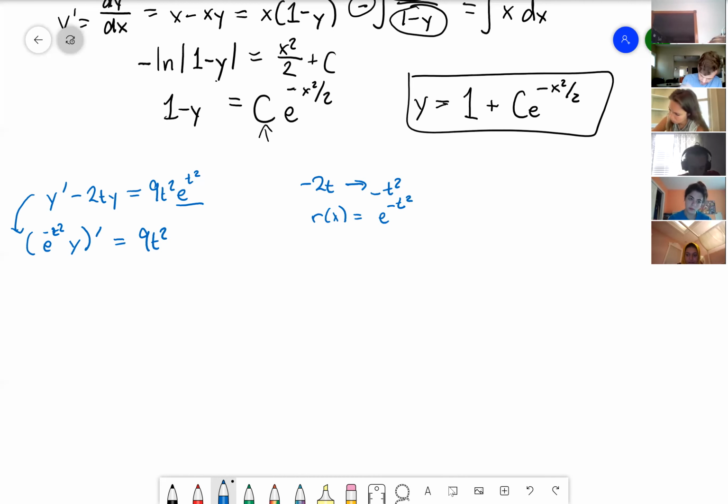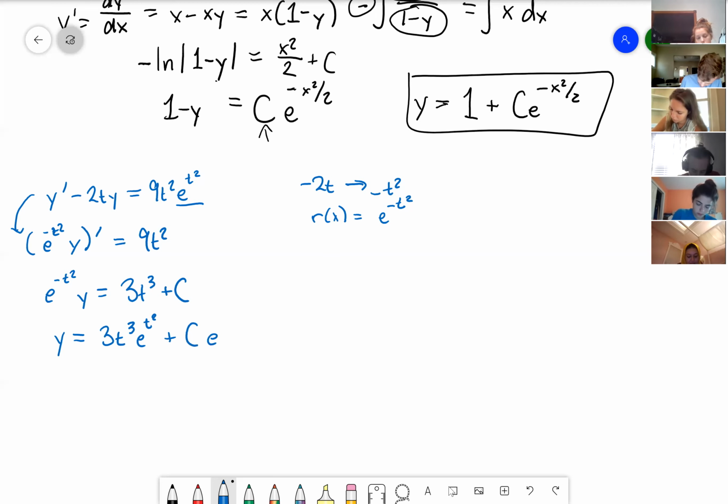So I'll take the antiderivative of both sides. I get e to the minus t squared y is equal to, this one is easy, I don't think I have to write this one down, 3t cubed plus c. And so what I get at the end is y is equal to 3t cubed e to the t squared plus c e to the t squared.